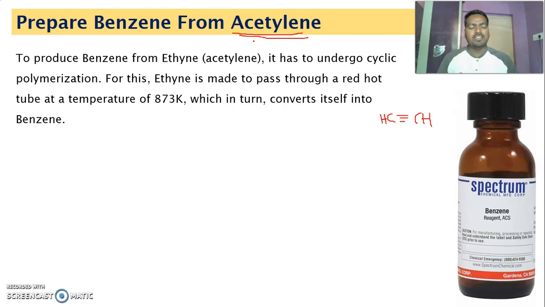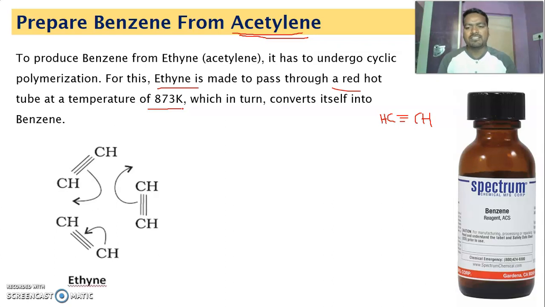This acetylene can be used to prepare benzene through cyclic polymerization. You know linear polymerization, in which many monomers undergo repeated combination to produce linear compounds. Like that, acetylene molecules undergo cyclic polymerization to produce a cyclic compound, a 6-membered ring called benzene. That is, when you pass ethine through a red hot tube at a temperature of 873 Kelvin, it converts into benzene. Let us see the reaction. Let us take 3 ethine or acetylene molecules.